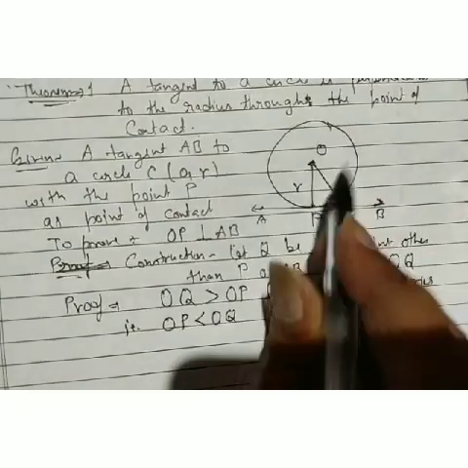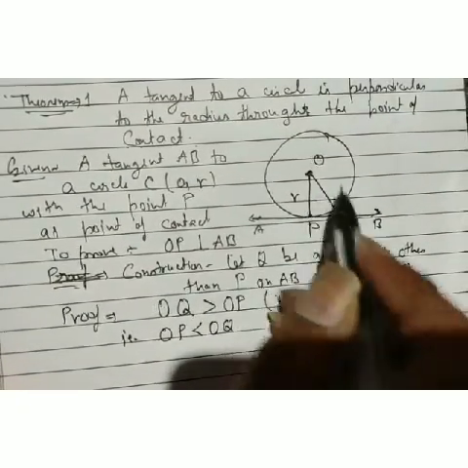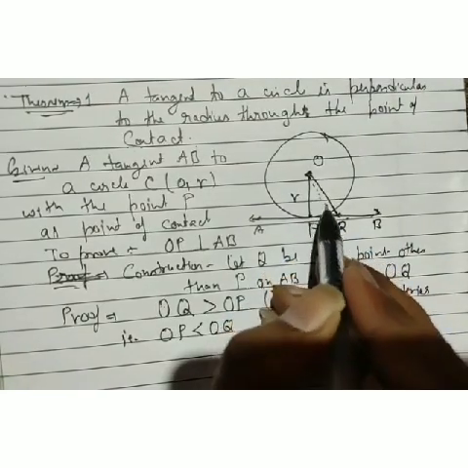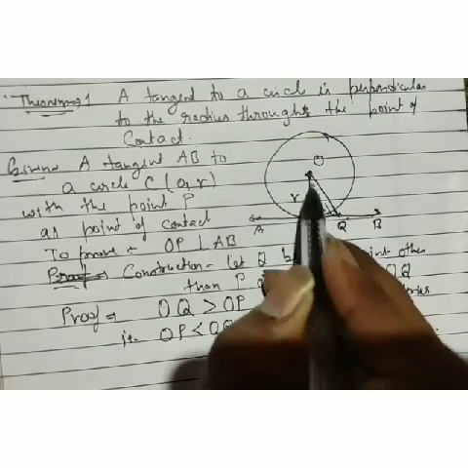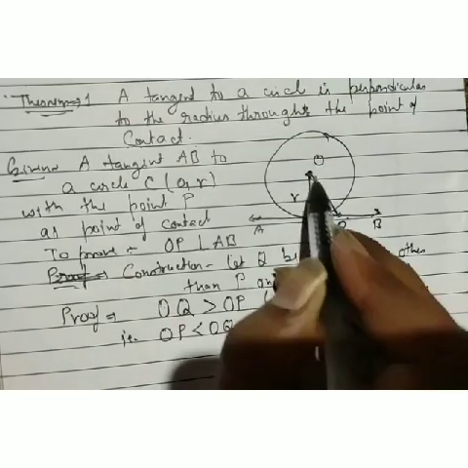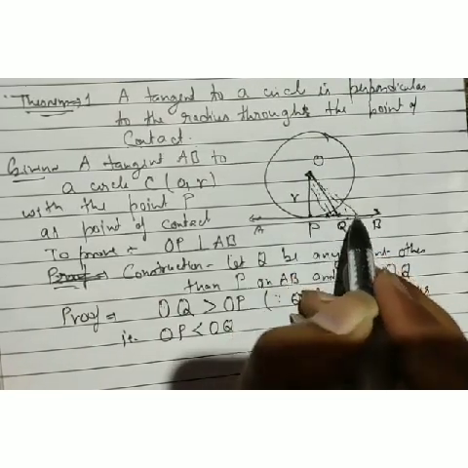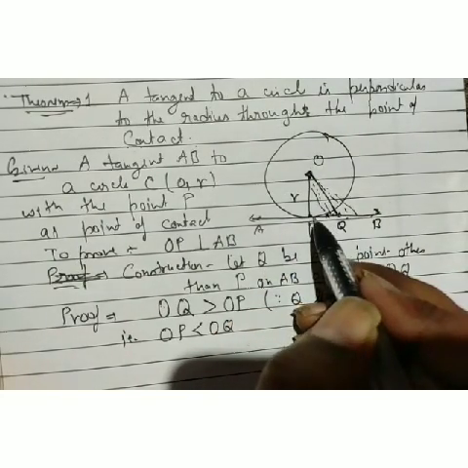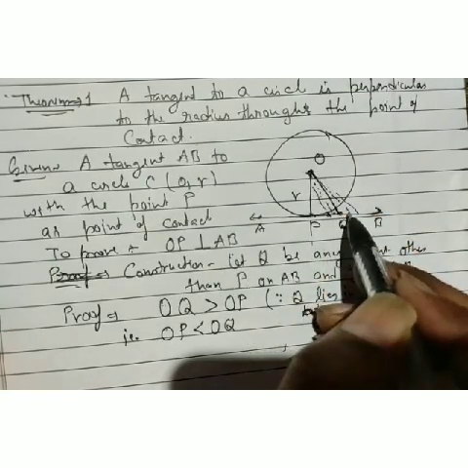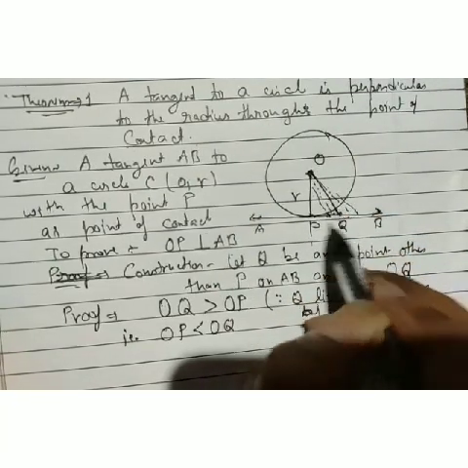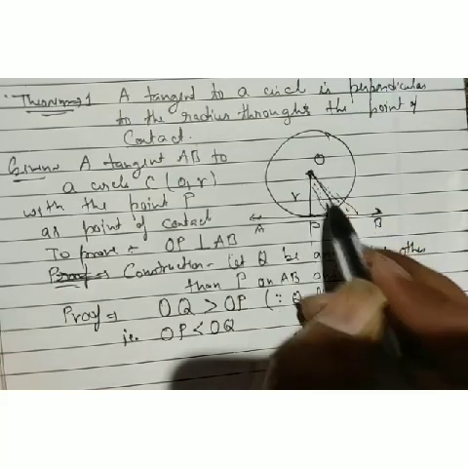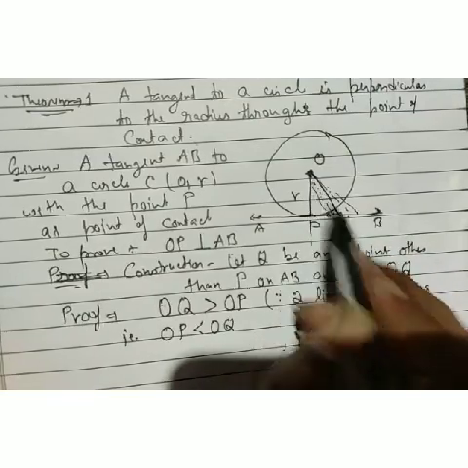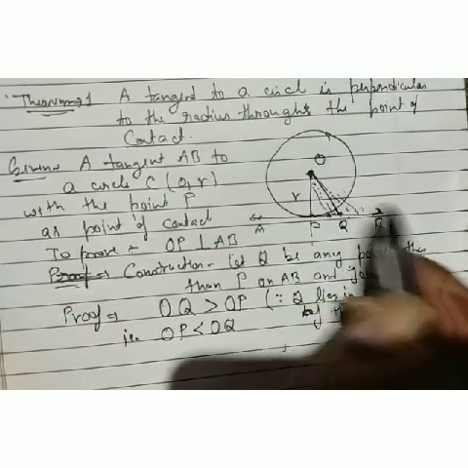Look, I have taken a neighboring point Q. There are so many points from O to this tangent. Then we will find that our OP is the shortest among all the line segments joining a point on the tangent to the center of the circle. Our OP is the shortest distance among all of OQ, OP1, OP2, OPN.